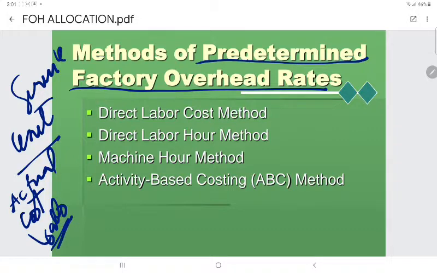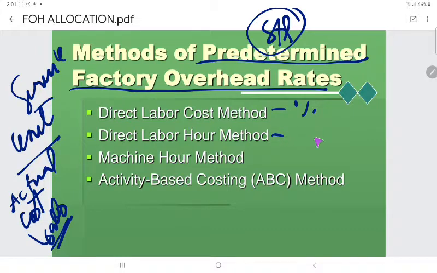Yung different methods kanina na pinag-usapan natin. Ito, yung pag-alam mo ng predetermined. Yung pag-alam mo ng standard. Okay? So, okay. This will be a percentage pagka direct labor cost. Bakit? Kasi cost over cost yan. O di percentage lang siya.